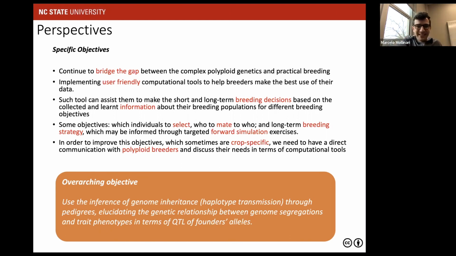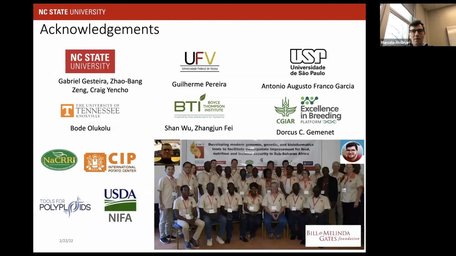Some plants are more resilient, some plants are more recalcitrant. It's very difficult to have a single way to deal with those plants. My overarching objective is to use this technology and the inference of genome inheritance, or haplotype transmission, through these pedigrees to elucidate the genetic relationships between these complex individuals, using this in a QTL scenario. And with that, I'm open to questions.